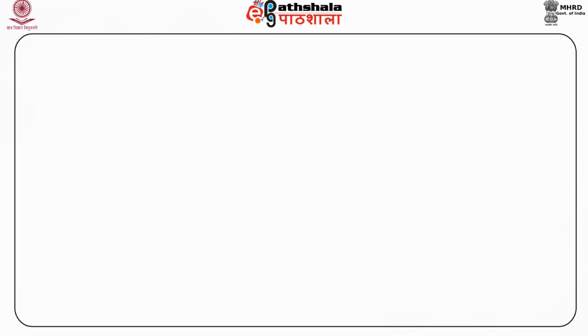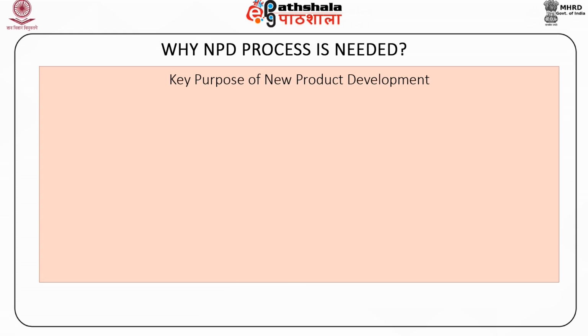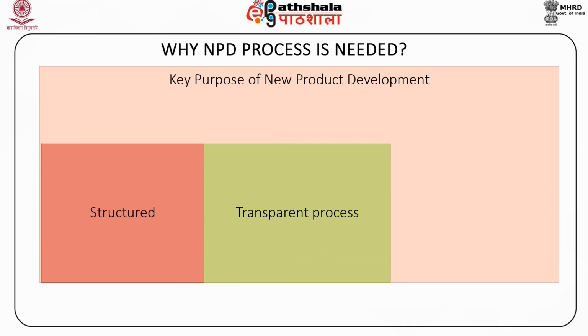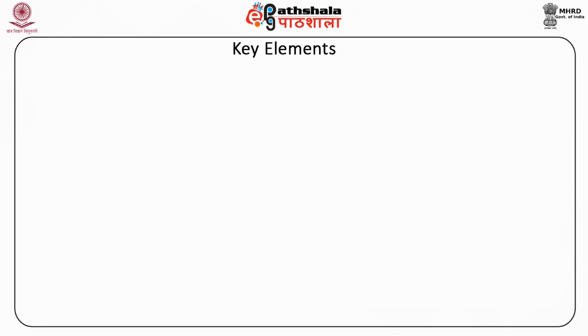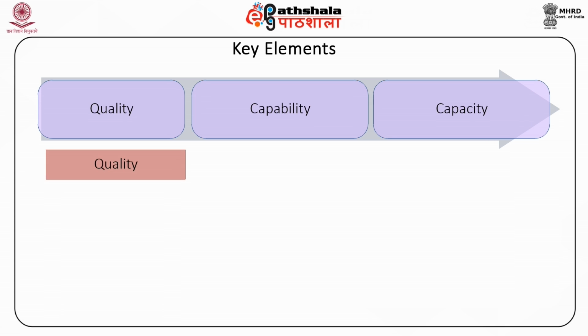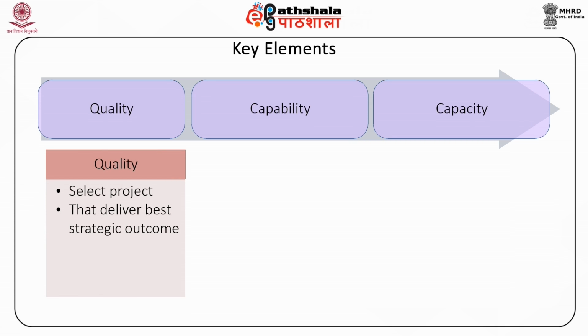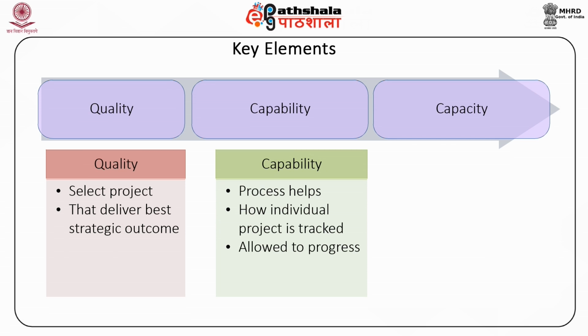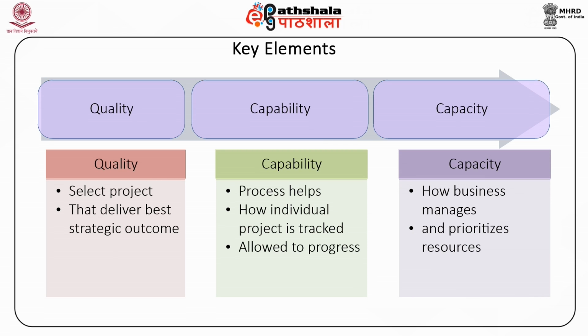Before we move on to the steps of the new product development process, let us understand why well-formulated processes are needed. The key purpose of the new product development pipeline is to create a structured, transparent process that allows management of the project group. And the key elements include quality, capability, and capacity. In terms of quality, the innovation team strives to select projects that, if successful, will deliver the best strategic outcome for the invested funds. For capability, the process helps track how effectively an individual project is managed and allowed to progress. Capacity refers to how the business manages and prioritizes resources supporting a portfolio of well-managed projects.